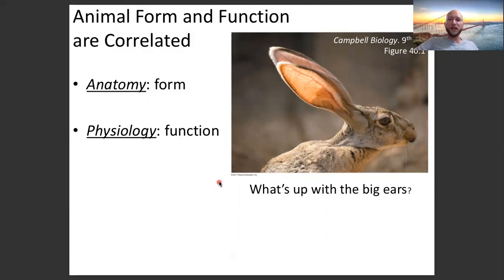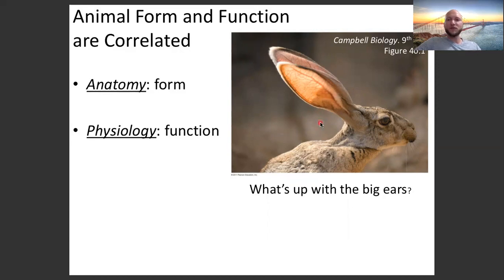So what's up with those big ears? This organism on the screen now is a jackrabbit. Jackrabbits live in the desert, and they live actually in oak savannas. They live in a number of different habitats, but the oak savannas around DVC in Northern California have lots of jackrabbits. So what's up with these big ears? Why does this rabbit have such large ears? Now we're talking about form and function, so this form must have some function to it, right?